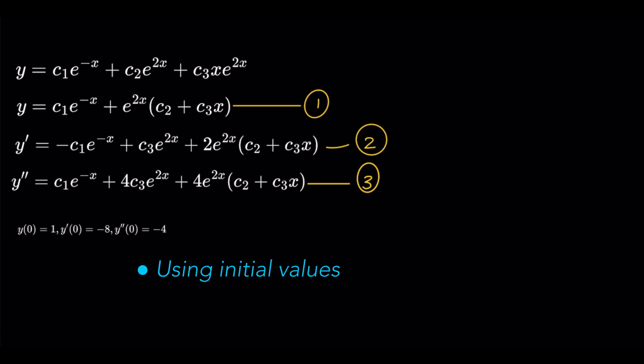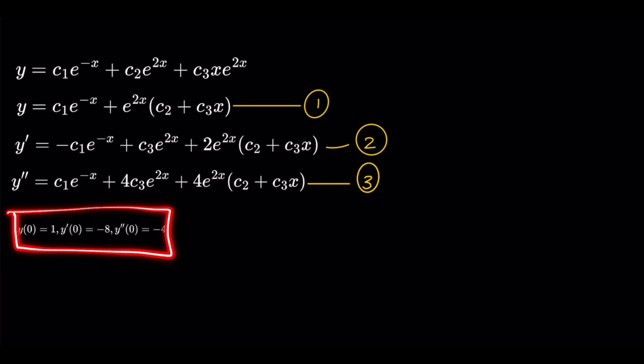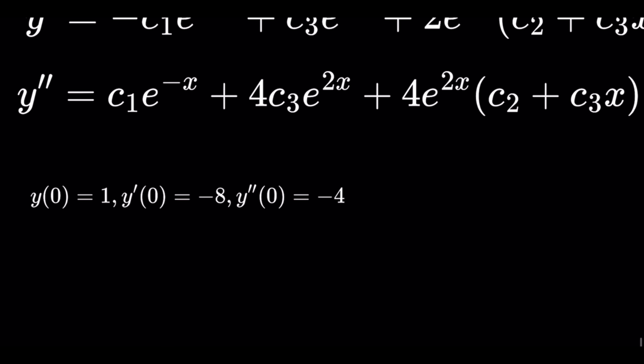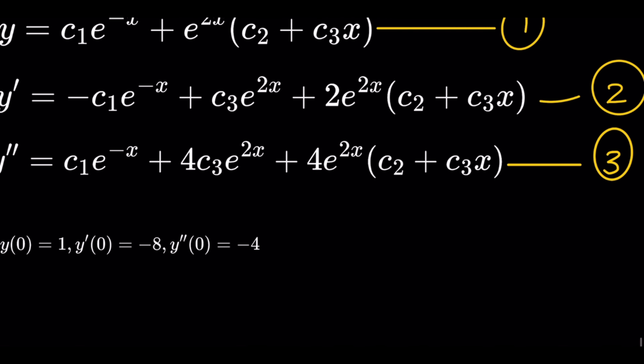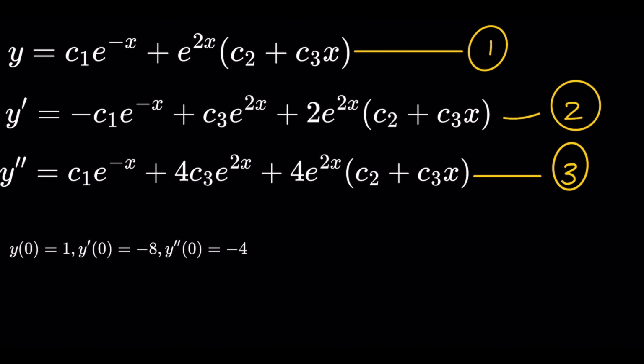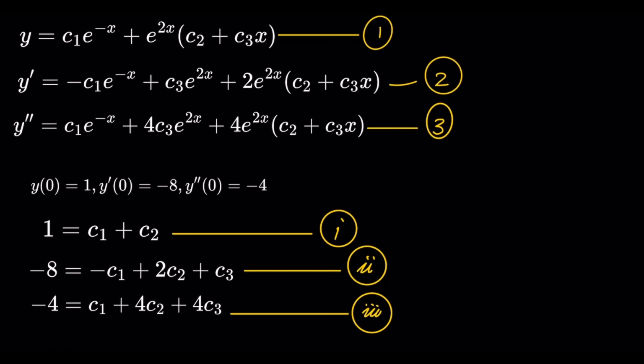Once we have found the second derivative, we can now apply the initial conditions that have been provided to us. These are the initial conditions. And here, this 0 is for the x. So in all three of these equations, I'll be substituting x is equal to 0. After we have got these three equations, we're going to solve these equations using Cramer's rule.